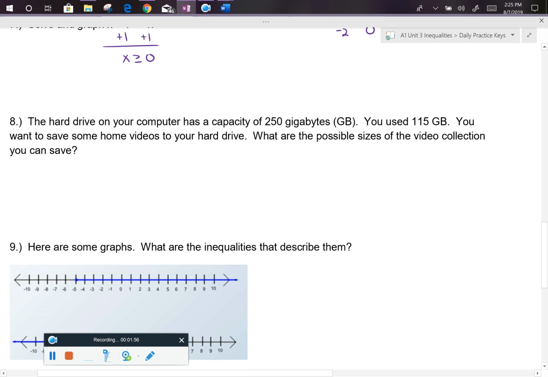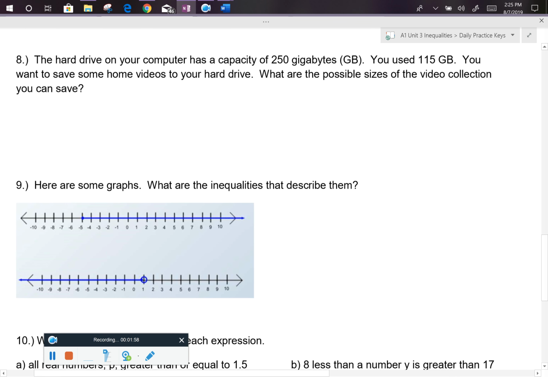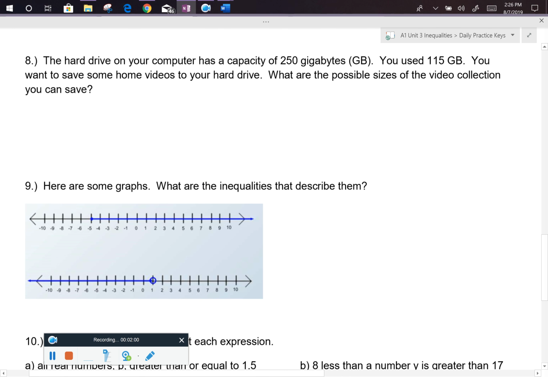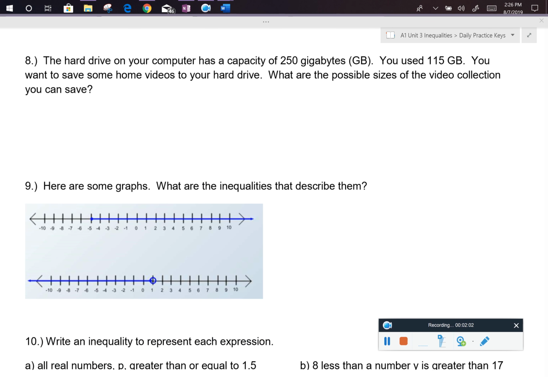The hard drive on your computer has a capacity of 250 gigabytes. You used 115 gigabytes. You want to save home videos to your hard drive. What are the possible sizes of the video collection that you can save? All right, if we have a total of 250 gigabytes available, we can't save any more than that. So the amount that we would save would be less than or equal to the 250.